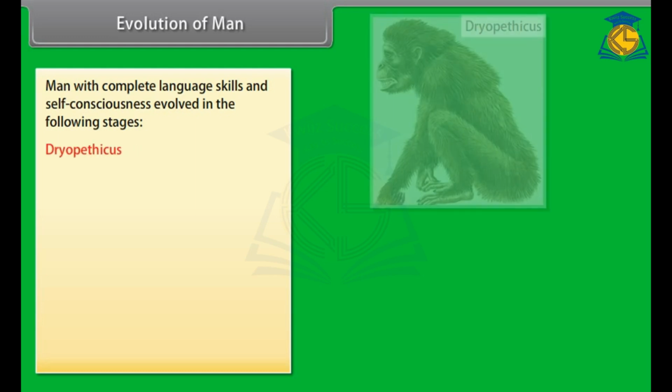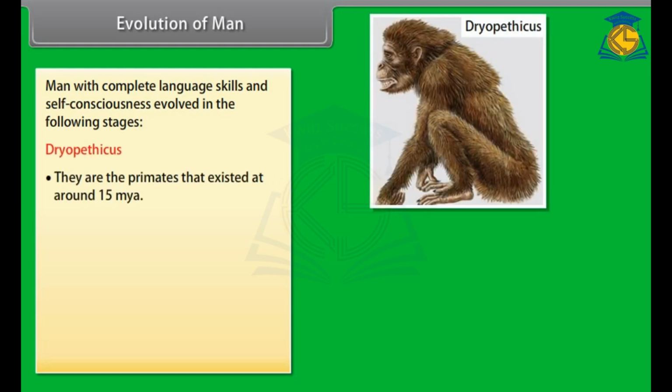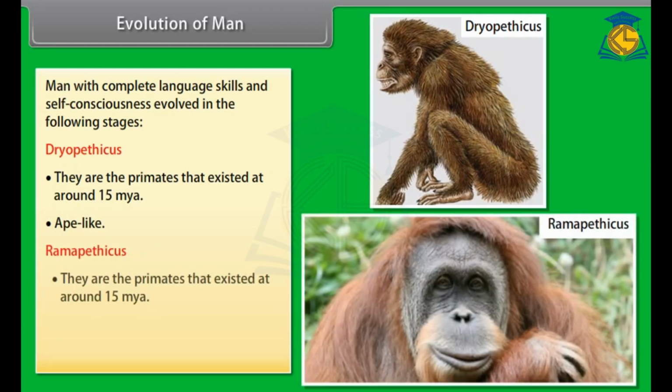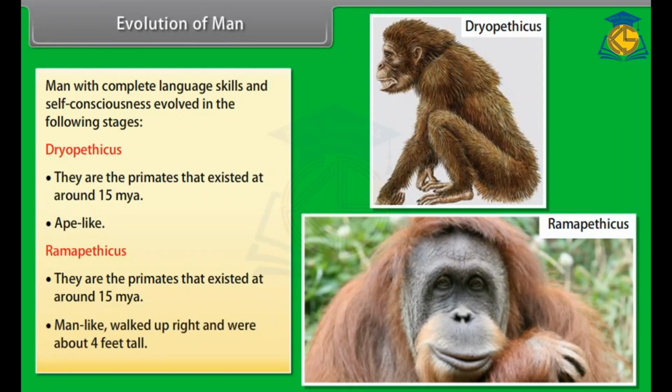Evolution of man. Man, with complete language skills and self-consciousness, evolved in the following stages. Dryopithecus are the ape-like primates that existed at around 15 million years ago. Ramapithecus are the primates that existed at around 15 million years ago. Man-like, they walked upright and were about 4 feet tall.